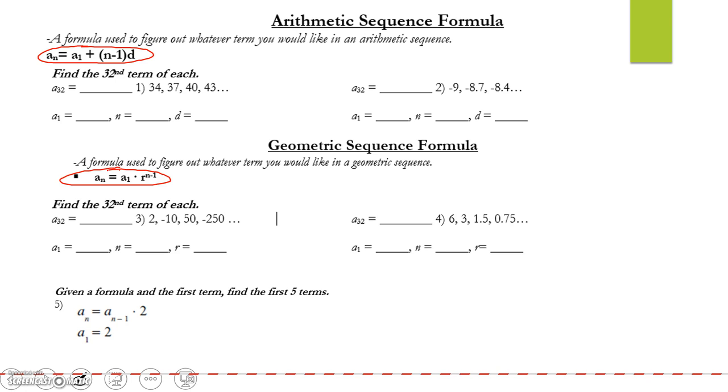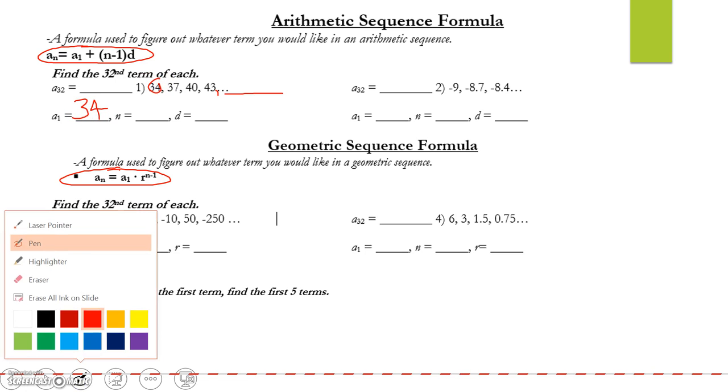And so the directions would read something like this. Find the 32nd term of each. So you could just continue this pattern on and on and on until you get to the 32nd term. But I think that would be a lot of work. And so you can just use this arithmetic formula. So the first thing you need to know is A sub 1. That's the first term. So A sub 1 in this case is 34.